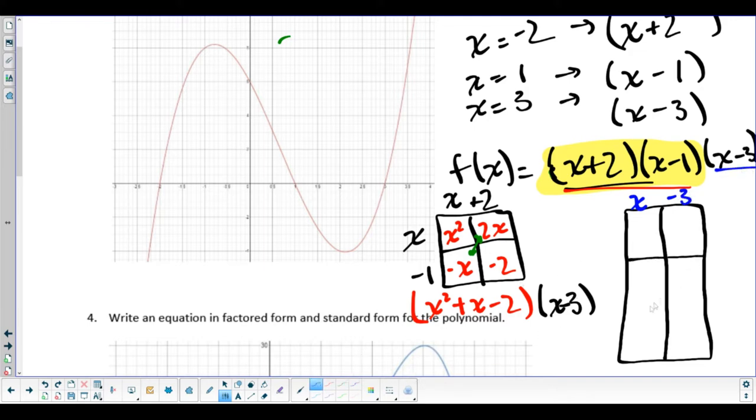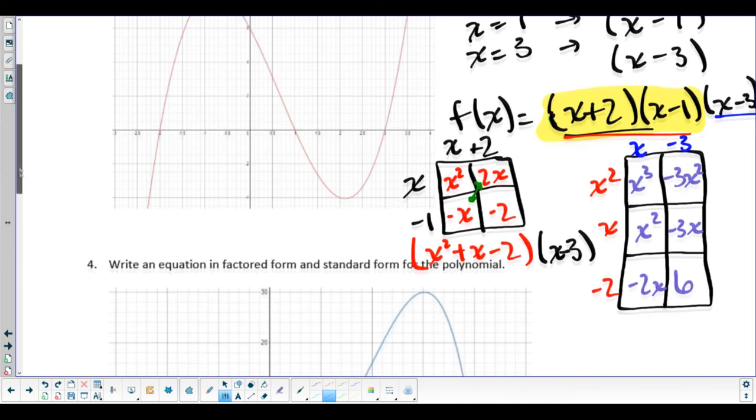And then I need three spaces, so I'll split into thirds for the x squared plus x and the minus 2, right? Everything that I fill into this is going to be just the product of the edges. So x times x squared gives me x cubed. X squared times negative 3 is negative 3x squared. X times x is x squared. X times negative 3 is negative 3x. X times negative 2 is negative 2x. And negative 2 times negative 3 is positive 6.